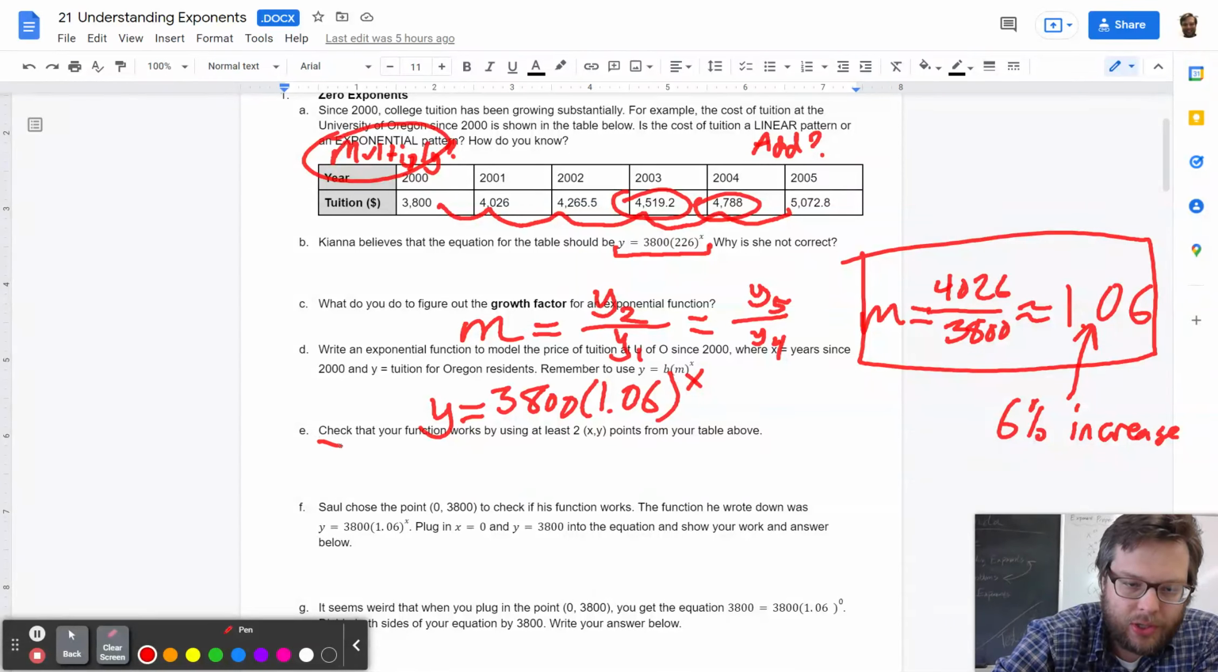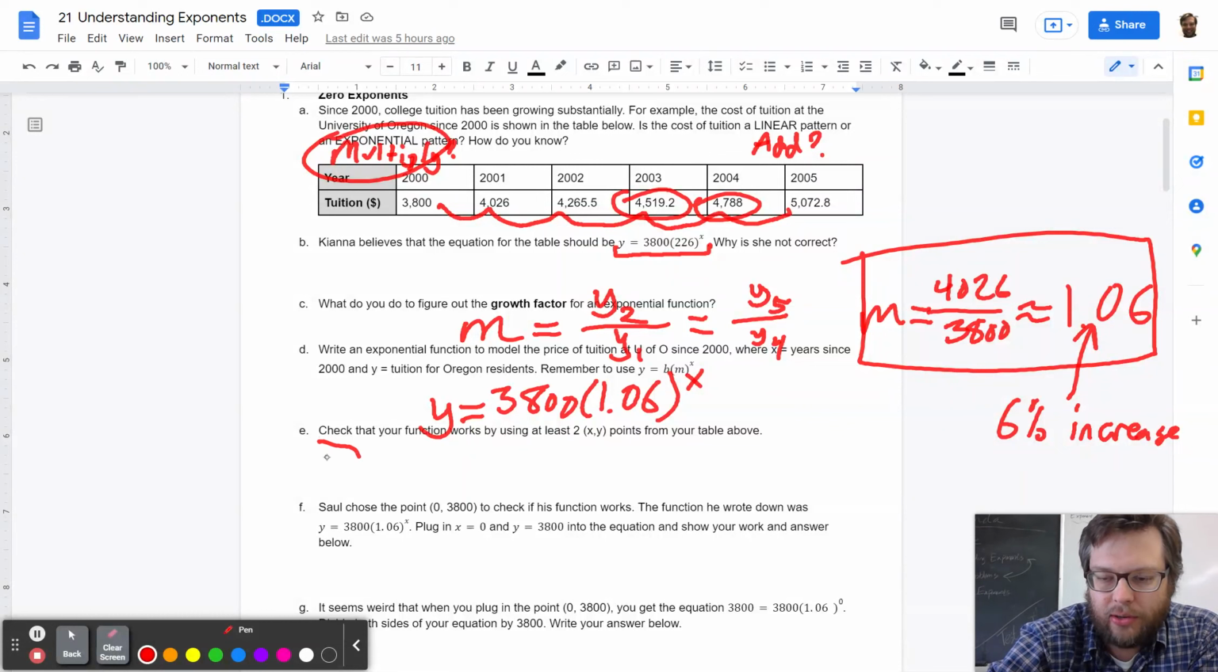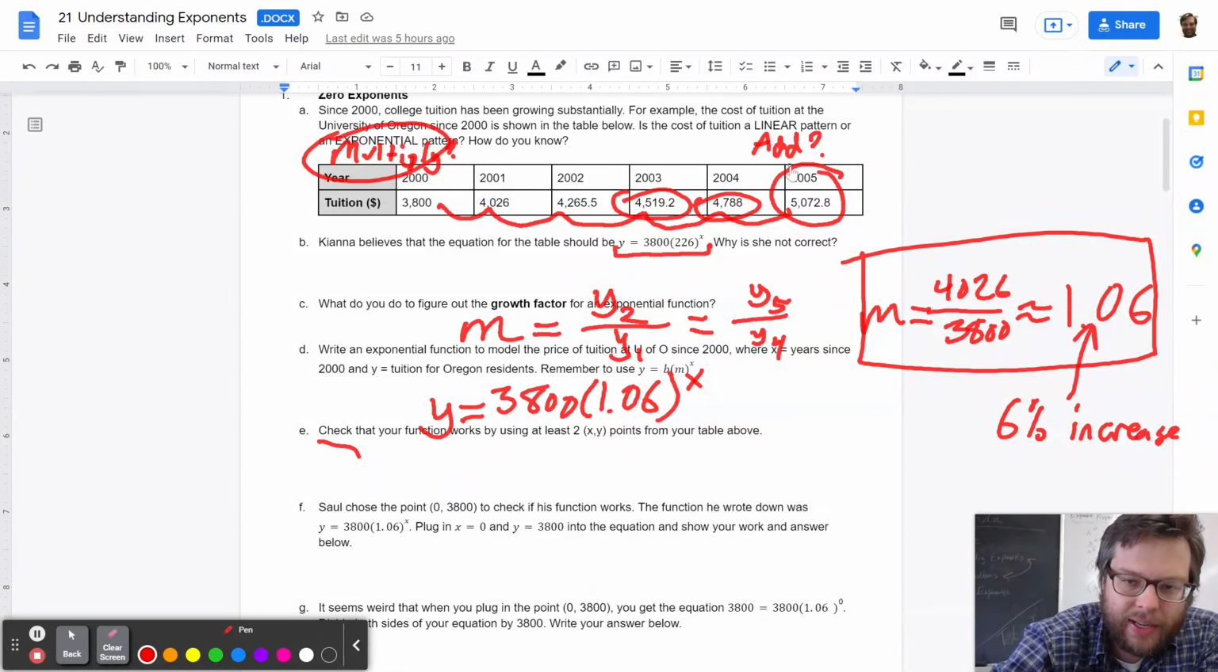To check that your function works, like we've checked all year long, anytime you want to check, you just take values and substitute them in for x and y. On this one, because we did some rounding, we're not going to get exact values, but I'm just going to choose these two points as my things to plug in. So I'll do the 2005 and 5072.8 first.